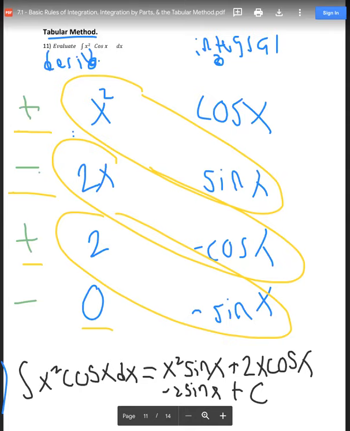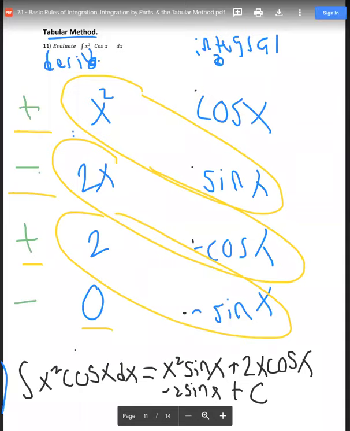Start with a positive. For the signs, it always starts with a positive. It's always plus, minus, plus, minus, plus. Always go with that pattern, and it's always cross multiply, cross multiply, cross multiply, and it's always derivative, derivative, derivative, derivative, and then integral, integral, integral, integral. That's why I like it. It's just always the same thing.